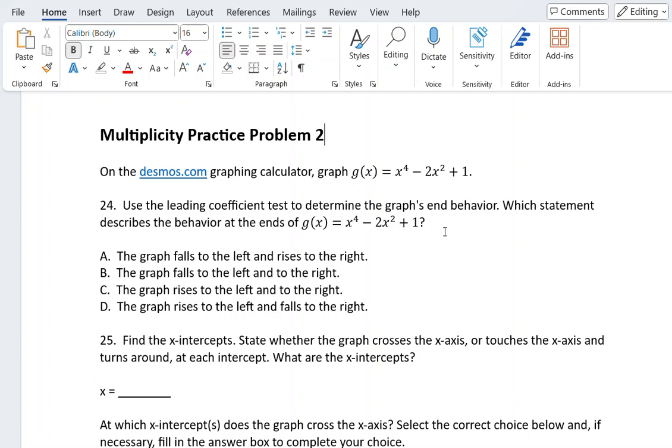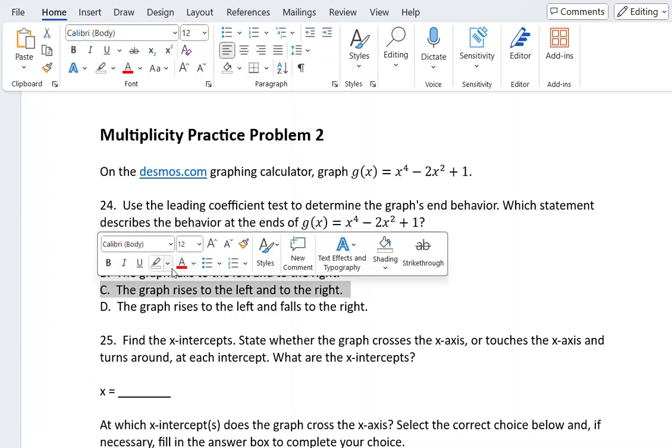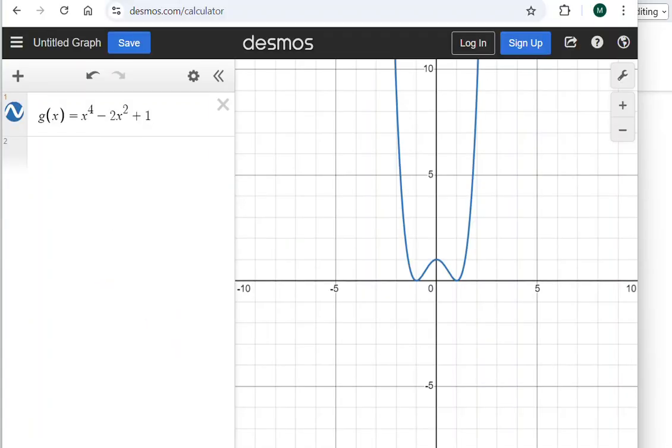First, we're going to determine the graph's end behavior. You can do this without looking at the graph, based on the degree and the leading coefficient of the equation. My degree here is 4, that's even, and my leading coefficient, the number in front where the power is 4, is positive. That tells me it's going to be rising on both sides, and that is answer choice C. Looking at the graph can confirm that that is correct. It is in fact rising on both sides.